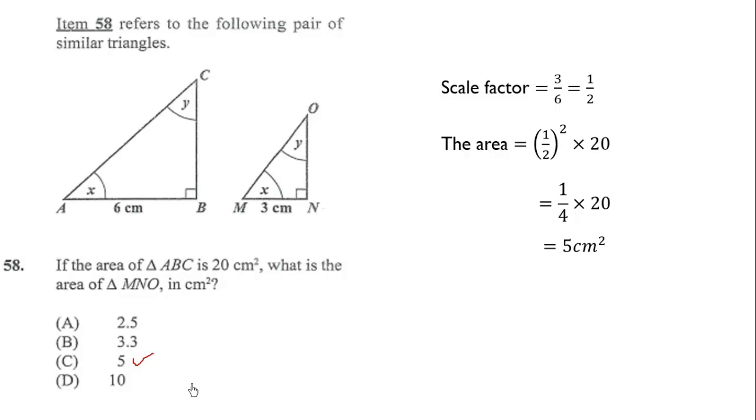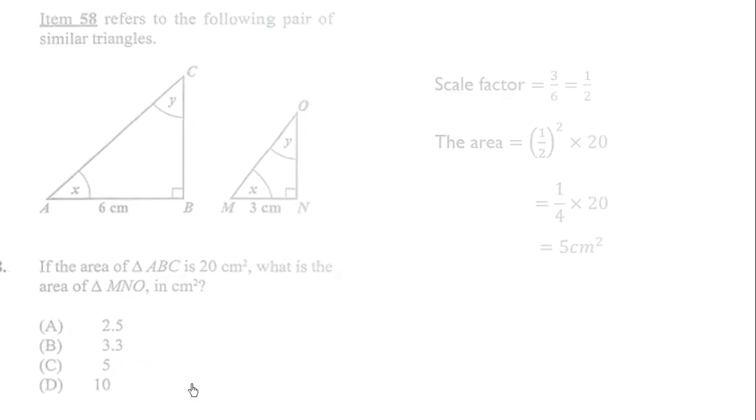Now let's look at item 59. Item 59 refers to the following diagram, which shows an enlargement. OA prime, OB prime, so this line and this line are straight lines. Triangle ABC is mapped onto triangle A prime B prime C prime, this triangle, by an enlargement with center O. What is the scale factor of the enlargement?